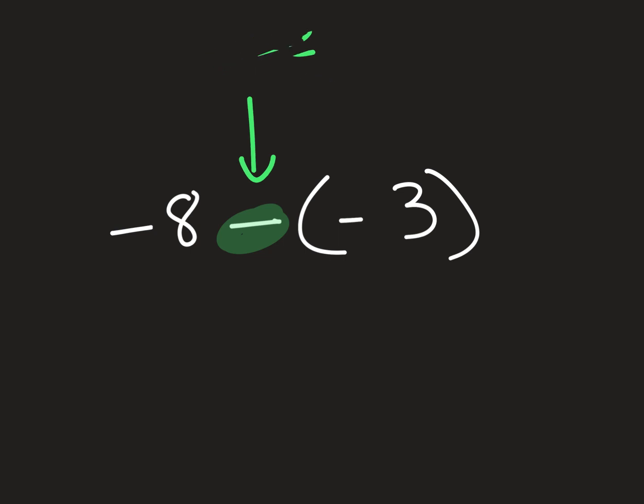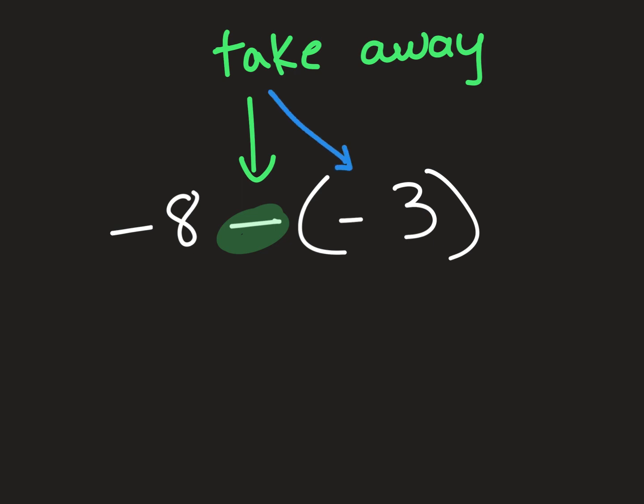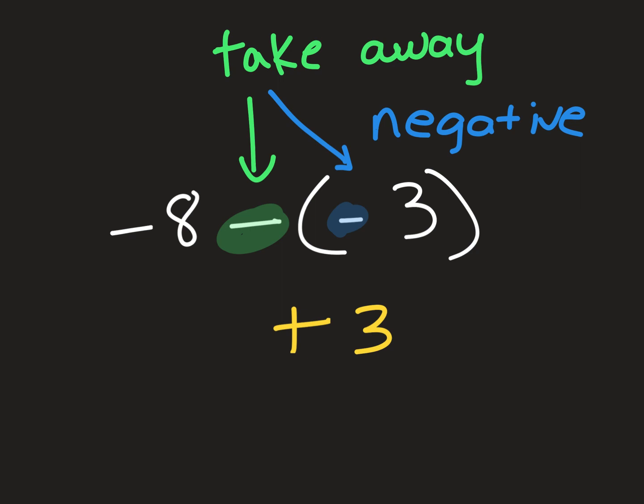Sorry, guys, my handwriting's really bad. So we use the expression take away to mean subtraction, right? Well, in this case, we're taking away a negative. So if a number has a negative number, but then you take it away, what does that mean it's going to become? It means it's going to turn into a positive.